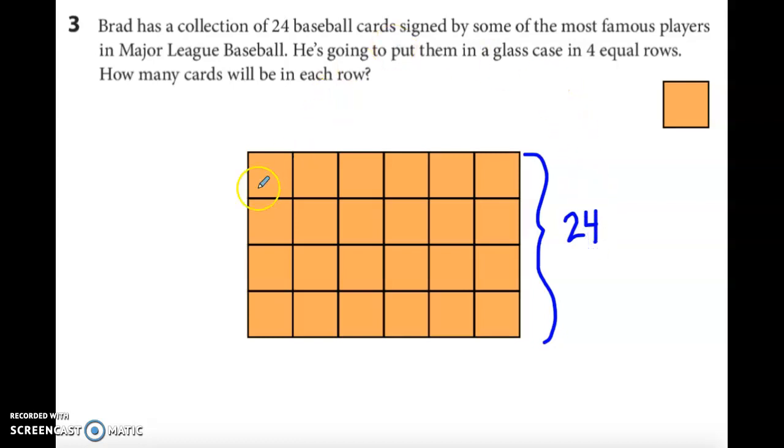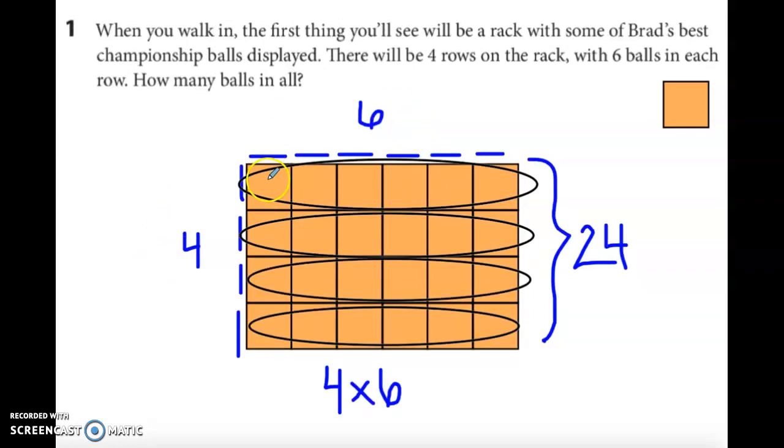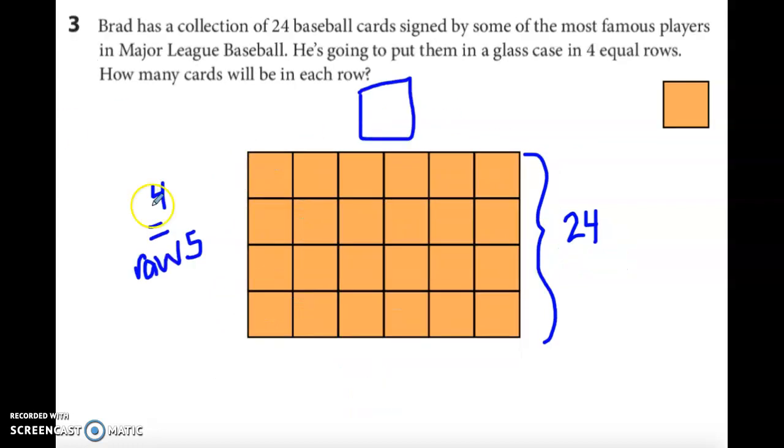And he's going to be organizing them in 4 equal rows. Just like this. So we're trying to figure out how many cards will be in each row. This is a very similar problem to our first one because we knew there were 4 rows, and how many baseballs were in each row? 6. So we know that there's going to have to be 6 cards in each row in order for there to be 24 total.